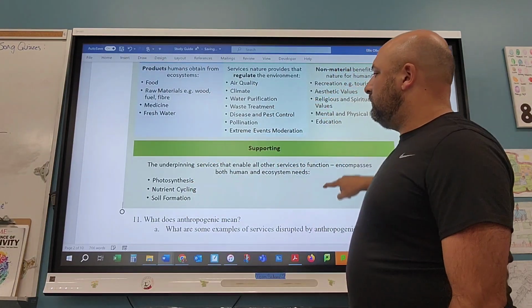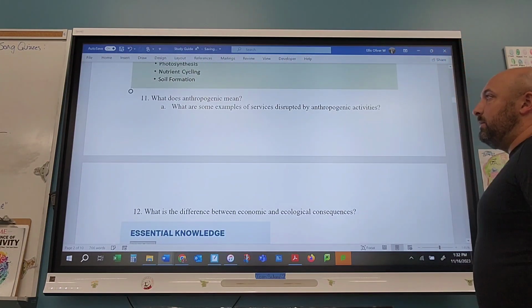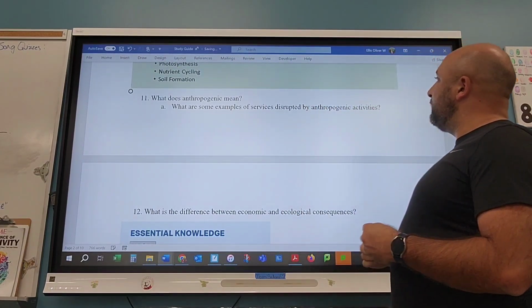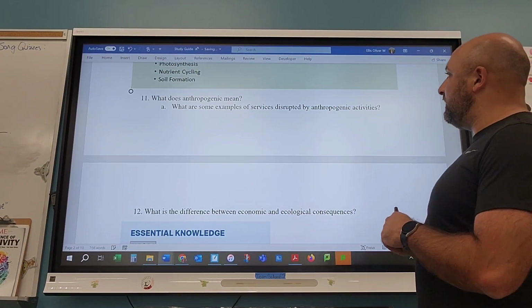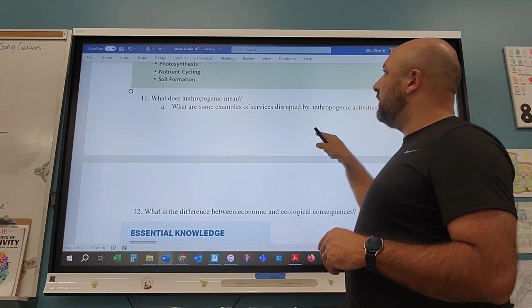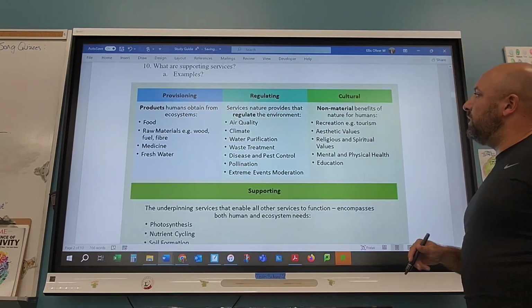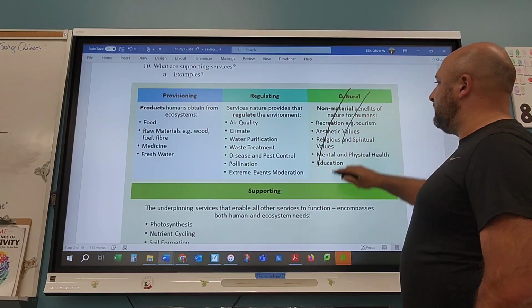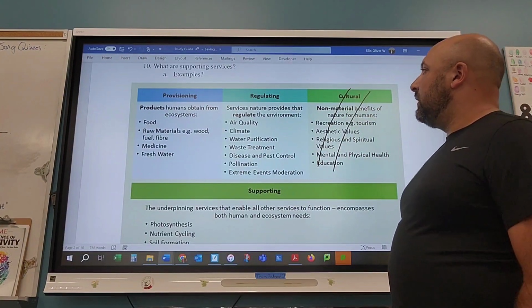Okay. What does anthropogenic mean? That means we humans are doing it. Anthropos, human. We humans have done it. What are some examples of services disrupted by anthropogenic activities? Well, if we look over here, if humans cut down a whole bunch of trees to build a mine, right, we destroy the cultural value of that place, the aesthetics of it, right?